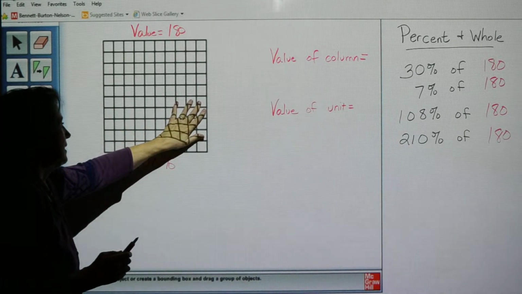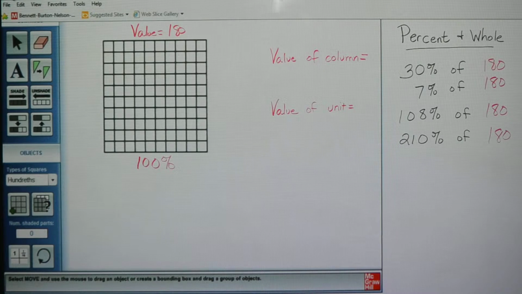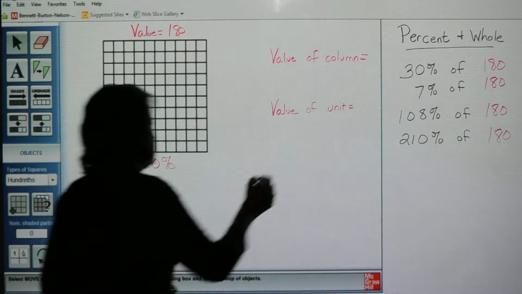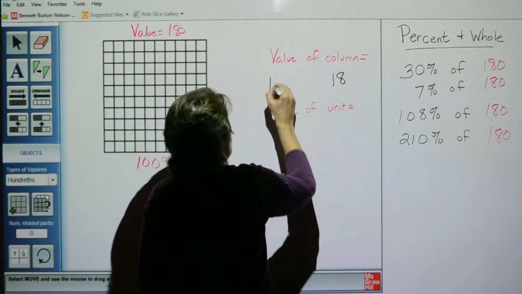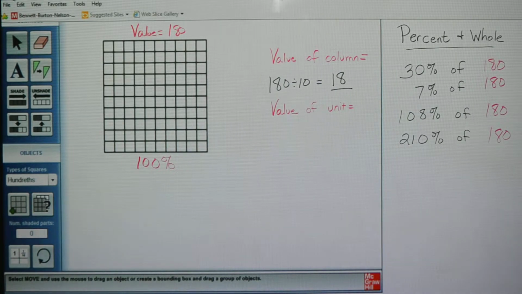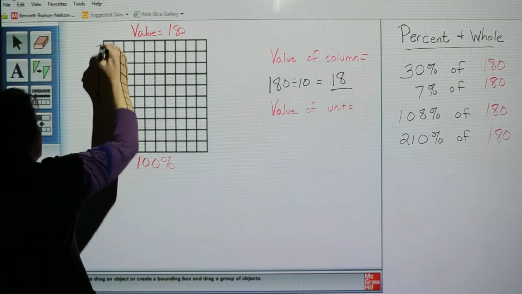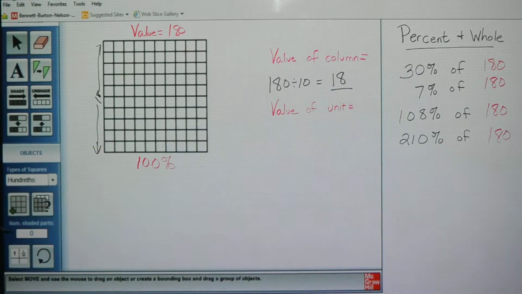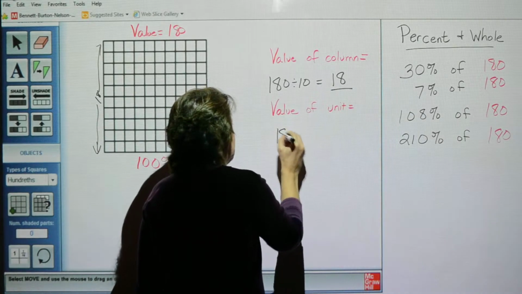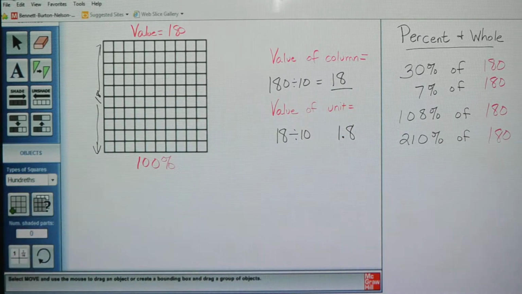If the whole thing is worth 180, and there are 10 columns, each column is 1/10 of that, or the value of each column is 18. Just to make sure we remember, 180 divided by 10. But the 18 is the important thing, right? If this column equals 18, how much does one little square equal? We're going to do the same thing: 18 divided by 10, or again, we're going to move the decimal, so each little individual unit is worth 1.8 people, since we said it was people enrolled in the school at first.